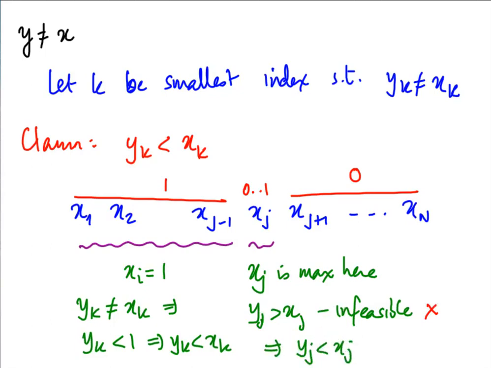And the last case, which actually cannot arise, is what happens if k is in the range j plus 1 to n. Now here, x is 0 because we have already filled up the knapsack. Now we are assuming that up to this point, up to j or a little later, y and x agree. So y has also filled up the knapsack. So if y has also filled up the knapsack, then y must necessarily be 0 here, otherwise it will be infeasible. So here it is actually impossible. It's not possible for k to be in this range. So what we have shown is that the first position where y and x disagree has the property that the y coordinate is actually strictly smaller than the x coordinate at that position.